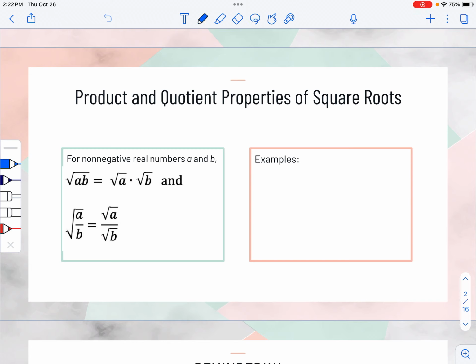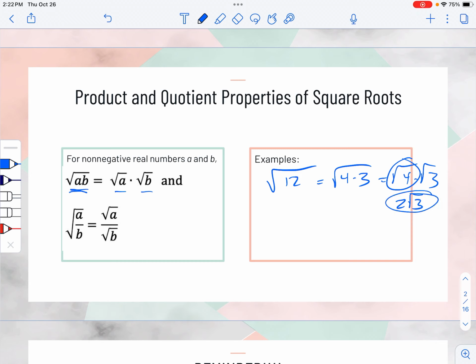So square roots, basically, if you're multiplying a number underneath the square root, you can break it up into two square roots. When would you use that? So like if we have the square root of 12, I might break that up into the square root of 4 times 3. And that would be the square root of 4 times the square root of 3. Well, the square root of 4 I know is 2, so this is 2 square roots of 3. And this is kind of how we simplify square roots.